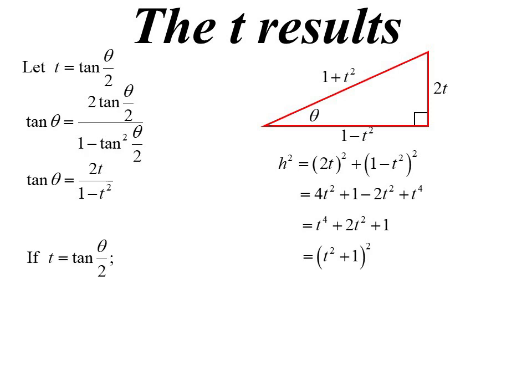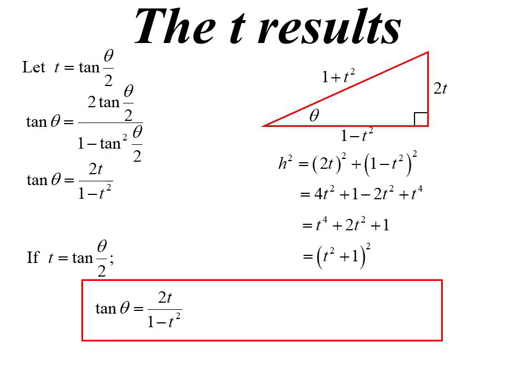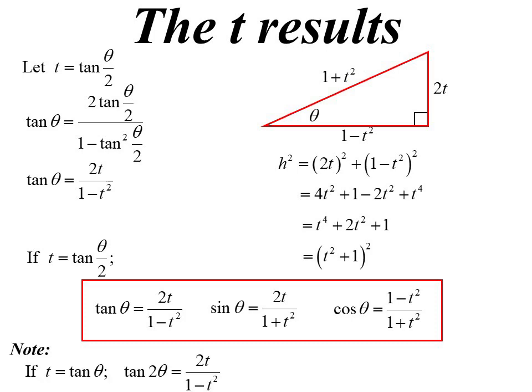So if t is tan theta on 2, tan theta is going to be 2t on 1 minus t squared. Sine theta, opposite over hypotenuse, will be 2t on 1 plus t squared. And cos theta will be 1 minus t squared on 1 plus t squared. But as I say, these could be thought of as half angle results. So yes, that's tan theta, but if we were to say t is tan theta instead of tan theta on 2, then tan 2 theta would be 2t on 1 minus t squared. And if I was to say t was tan 2 theta, then tan 4 theta would be 2t on 1 minus t squared. So basically half angles, double angles.